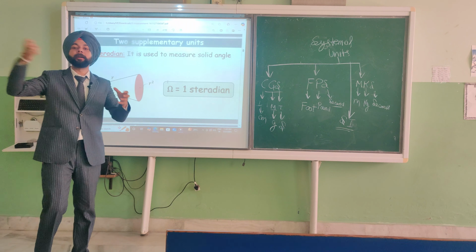Okay, next thing, rules for writing the SI units. It's a very important concept in this chapter, how we can write the units. There are many rules here, and the first rule is that the full name of a unit always starts with a small letter, even if named after a person.